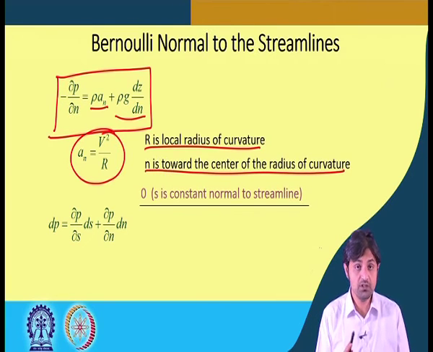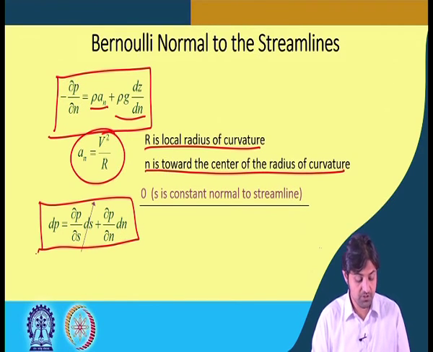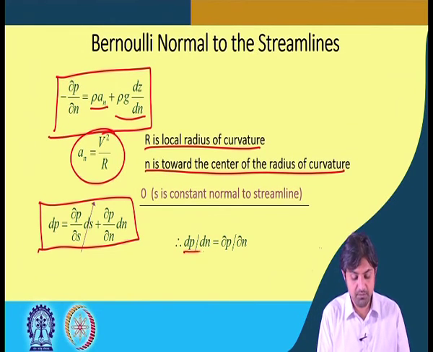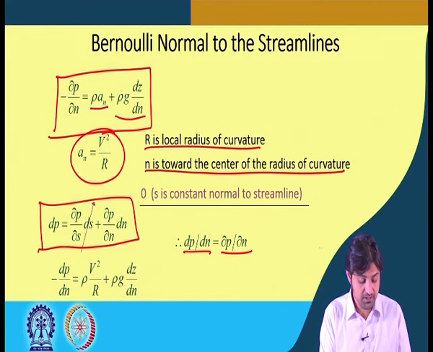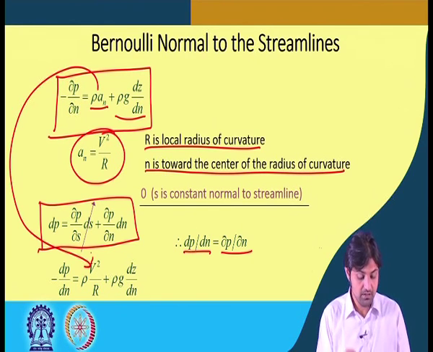So proceeding in a similar way, we obtain dP is equal to del P del S into ds plus del P del N into dN. You remember we had the same along the streamline. ds is equal to 0, and we can write dP dN is equal to del P del N. So what happens is we get minus dP dN is equal to rho V square by R plus rho G dz dN.